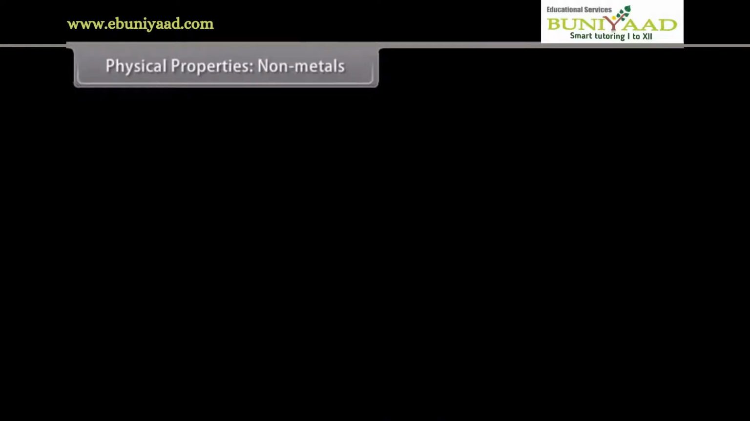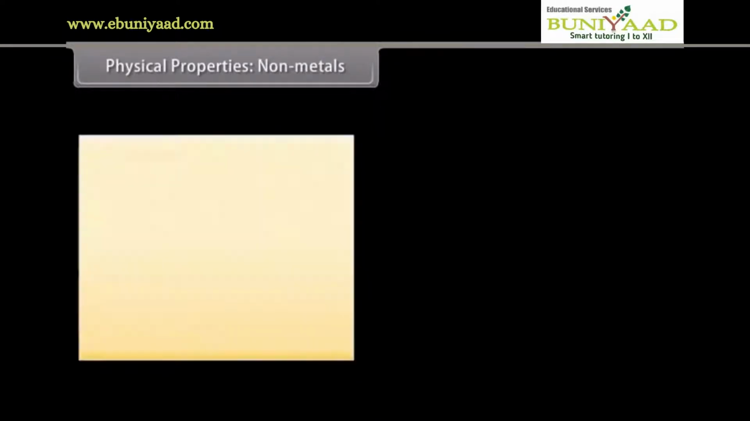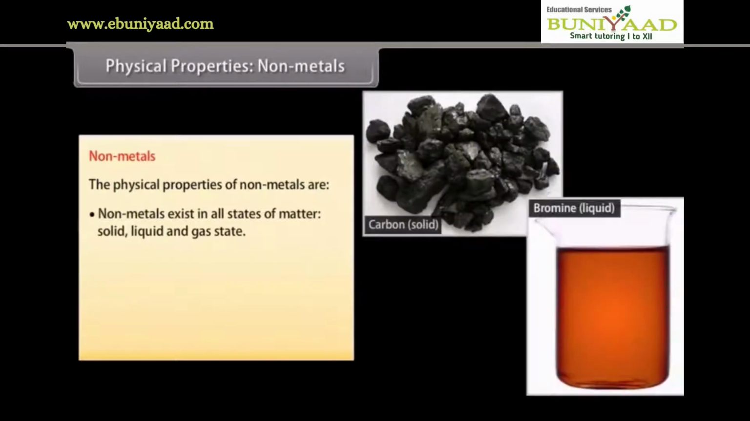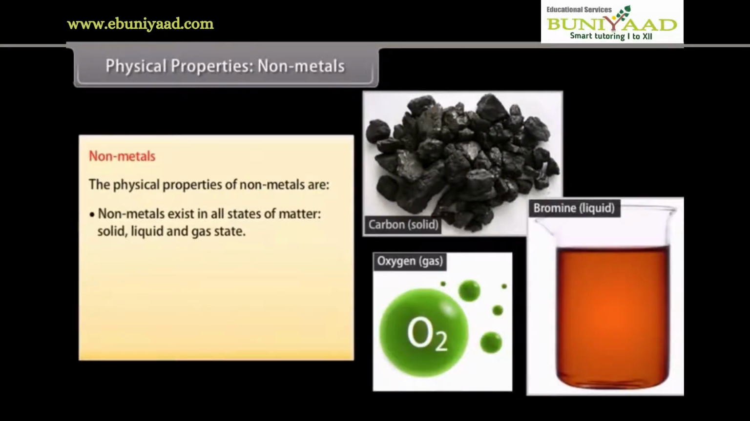Physical properties. Non-metals. Let us now look at the physical properties of non-metals. Physical state. Non-metals exist as solid, liquid, or gaseous in state at room temperature. Gas: oxygen, chlorine, fluorine. Liquid: bromine. And solid: carbon.